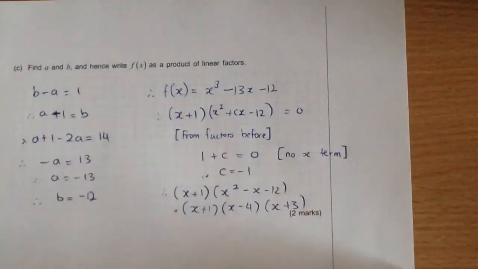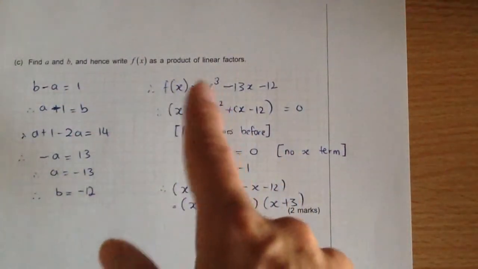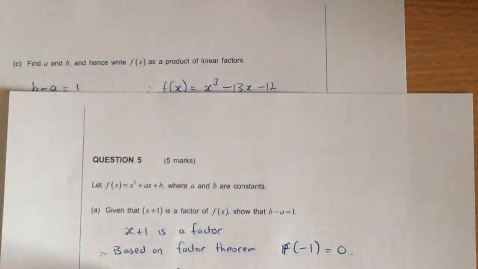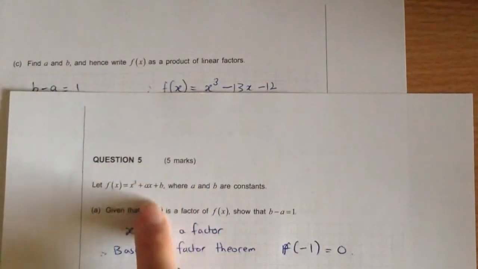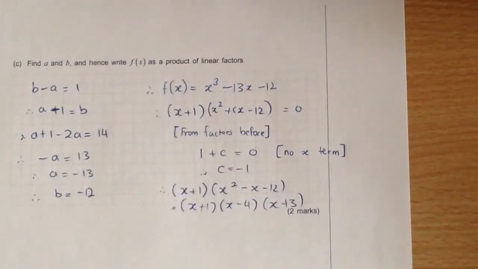Now the second half, write f of x as a product of linear factors. So we know now that f of x equals x to the 3, take 13x, take 12. We know this because before what we had was x to the 3 plus ax plus b, and we've identified a and b, so we just substitute them in. That's our f of x right there.